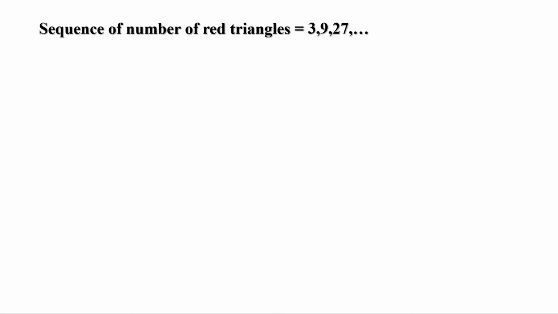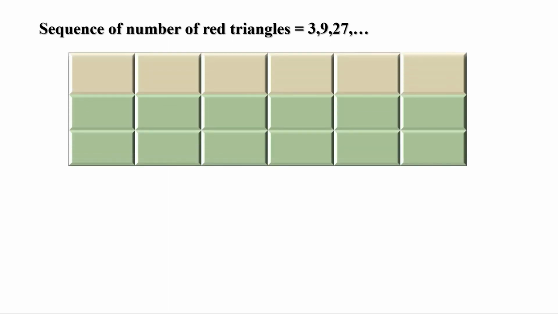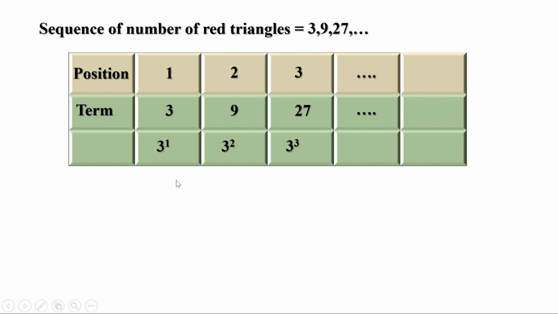Now we have to find the algebraic expression of all these sequences. First of all, let us take the first sequence, the number of red triangles, that is 3, 9, 27, etc. Let us write the position and term. First term is 3, second term is 9, third term is 27, and so on. Now 3 can be written as 3 raised to 1, 9 is 3 square, 27 is 3 cube. So everywhere you can see the base is 3.